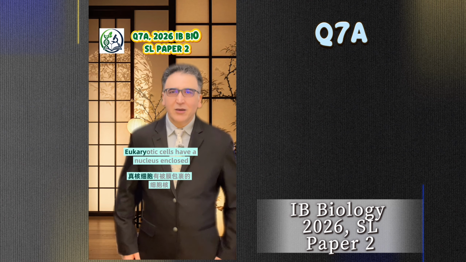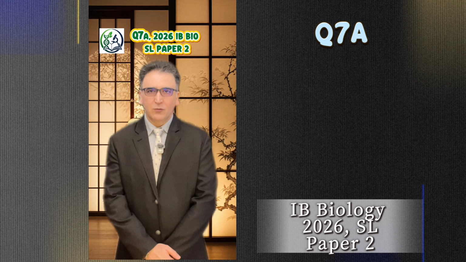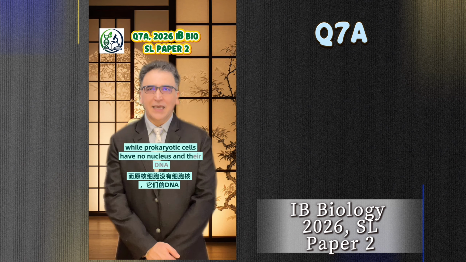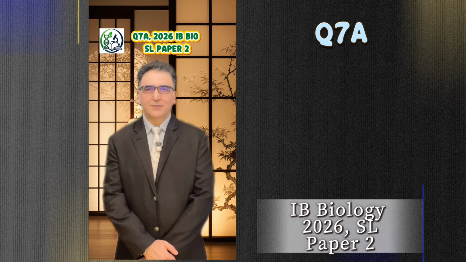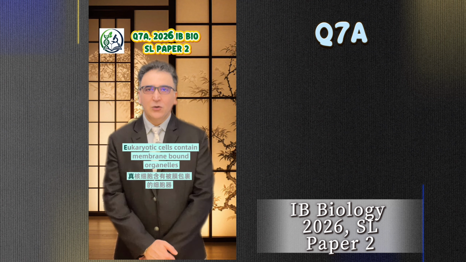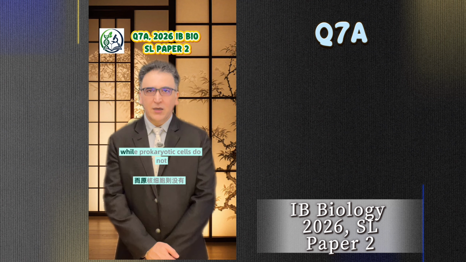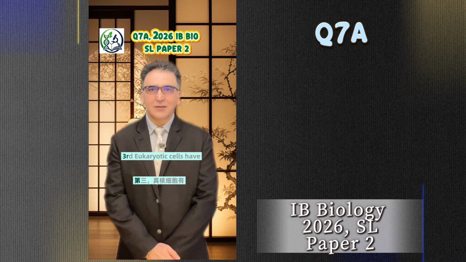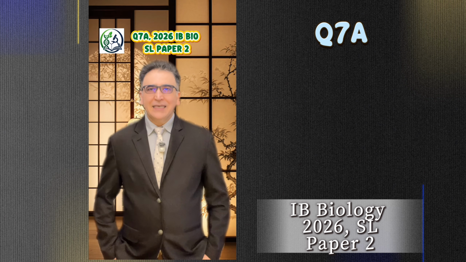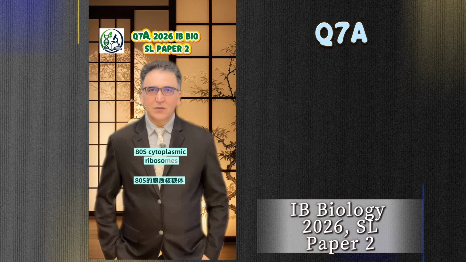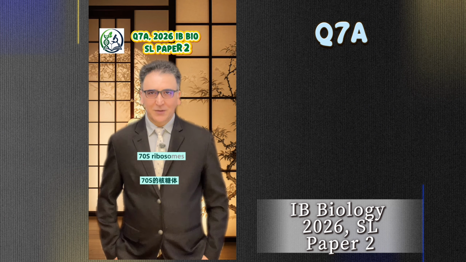First, eukaryotic cells have a nucleus enclosed by a nuclear membrane, while prokaryotic cells have no nucleus and their DNA is found in a nucleoid. Second, eukaryotic cells contain membrane-bound organelles, while prokaryotic cells do not. Third, eukaryotic cells have 80S cytoplasmic ribosomes, while prokaryotic cells have 70S ribosomes.